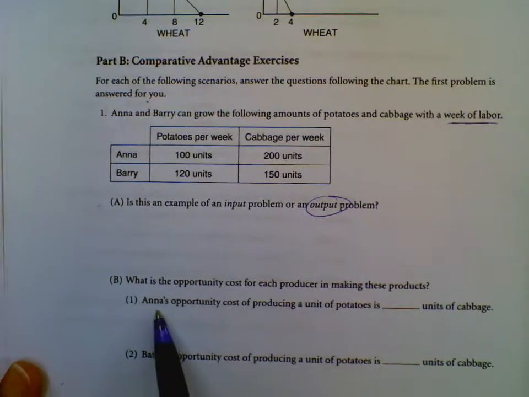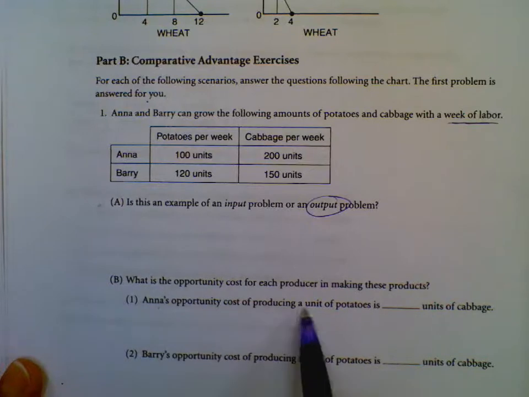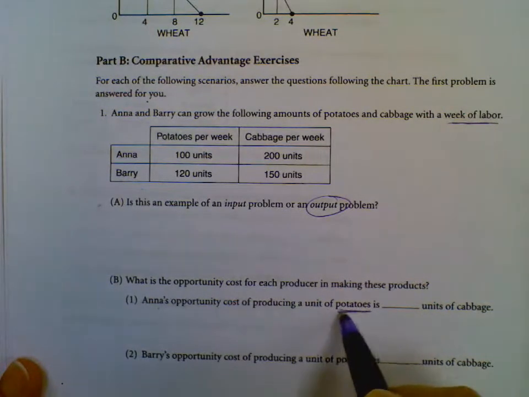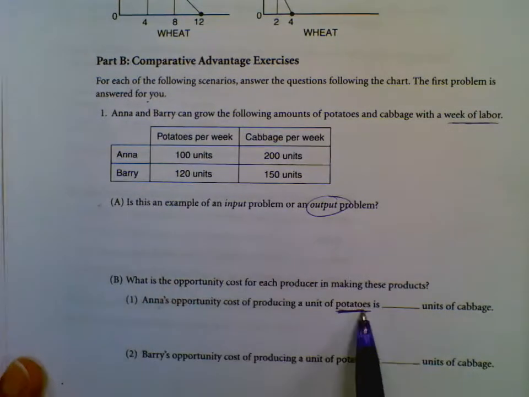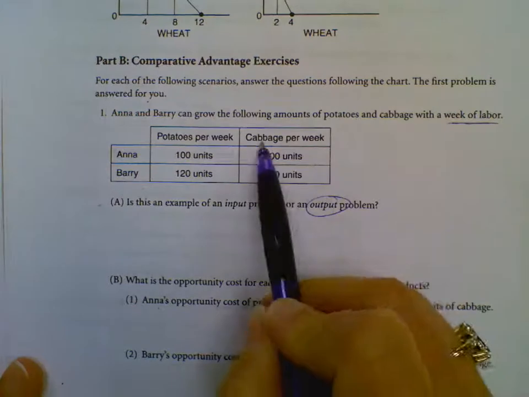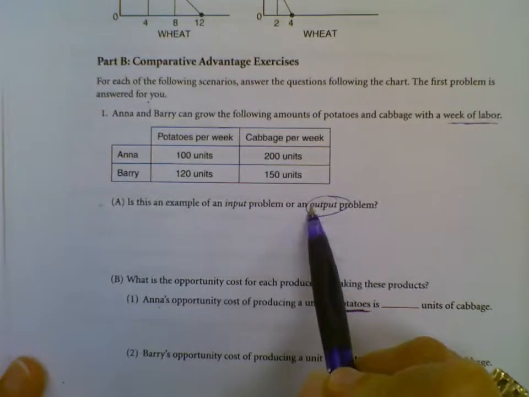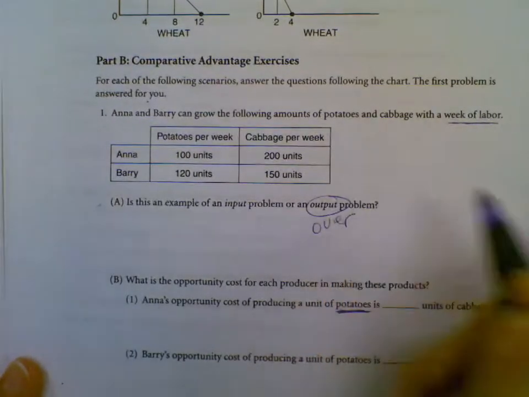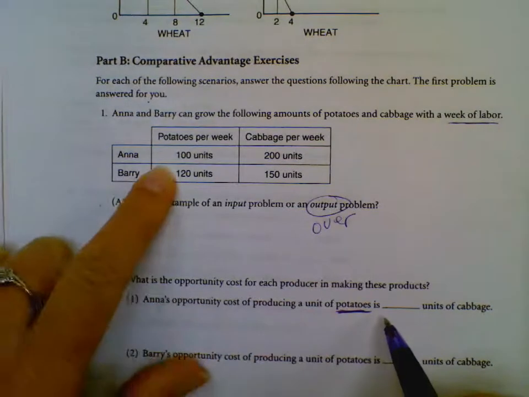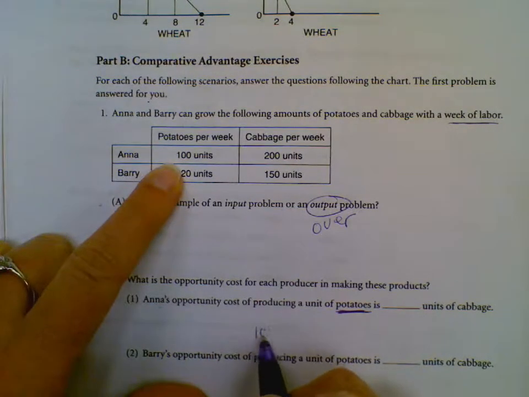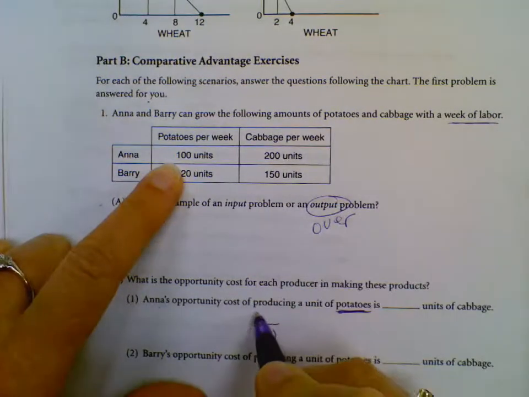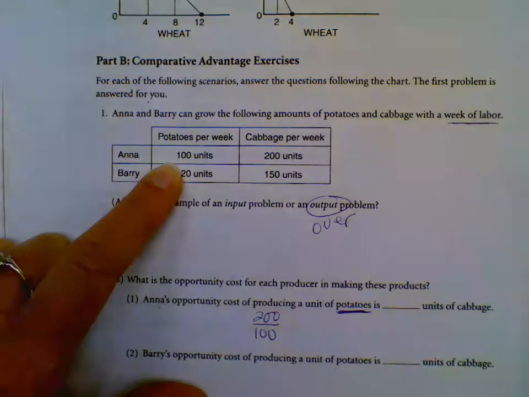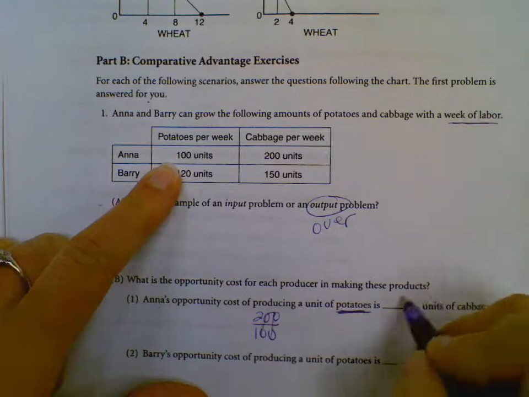And we're going to come down here and read the question. So Anna's opportunity cost of producing a unit of potatoes. We're looking at potatoes, and here is your chart. If potatoes is what we're trying to figure out, the other is cabbage. And since this is an output, it's going to go over. So all I do is put down 100, and then cabbage is the other, so it goes over. Make sure you're using your calculator so you're not making any stupid errors. But this one is pretty easy.